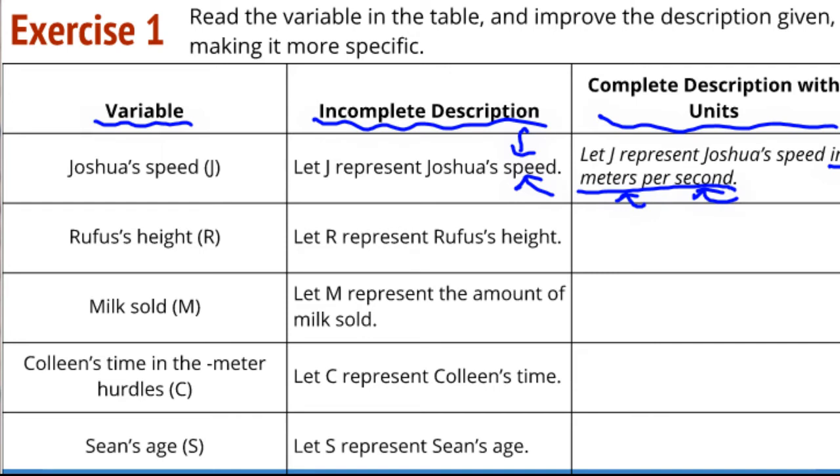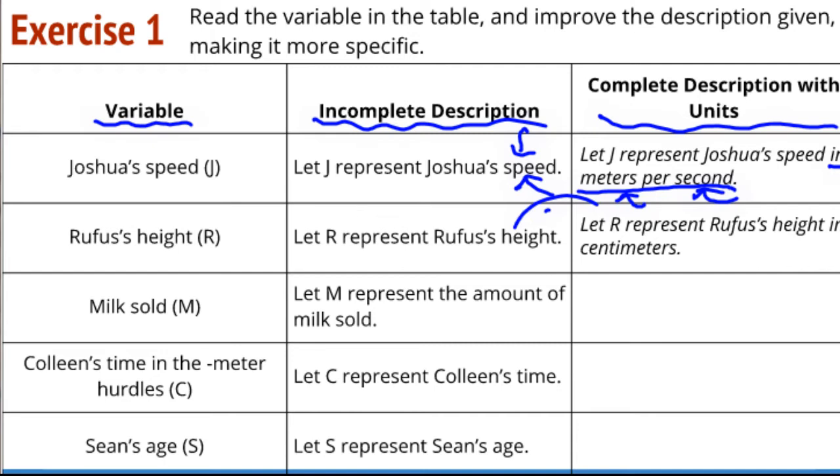So take a look here at Rufus's height. Let R represent Rufus's height. Well, are we going to measure that height in feet, inches, centimeters, paper clips? So clearly a piece of missing information here for our measurement. So go ahead and write Rufus's height, and let's get specific on our units here. For example, I could have R represent Rufus's height in centimeters.